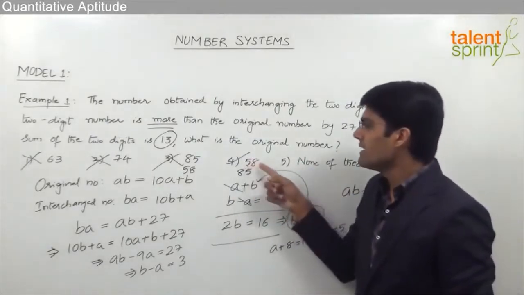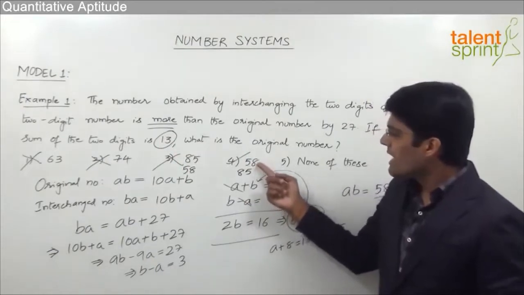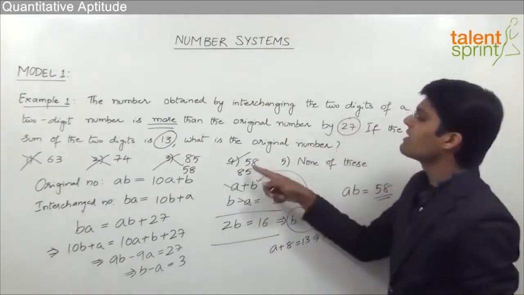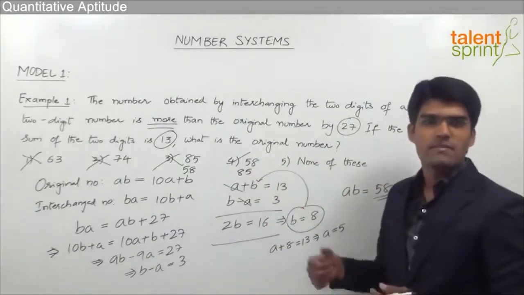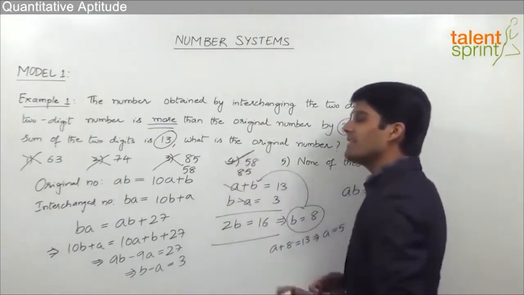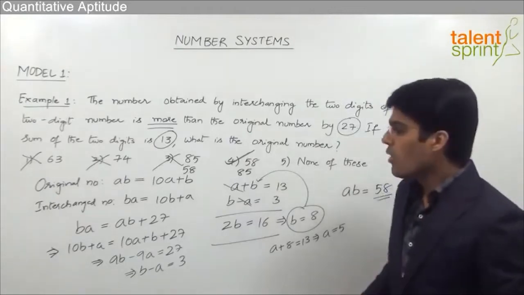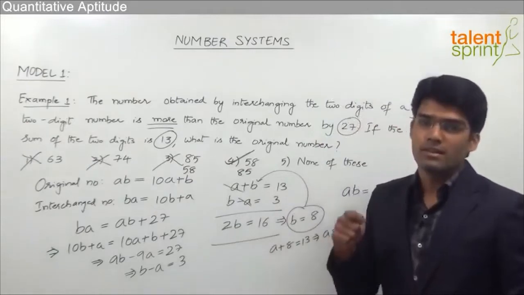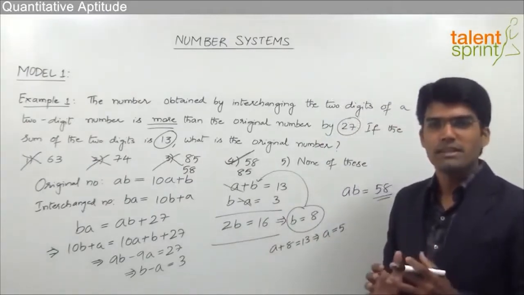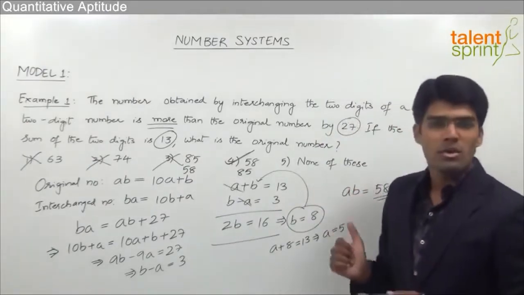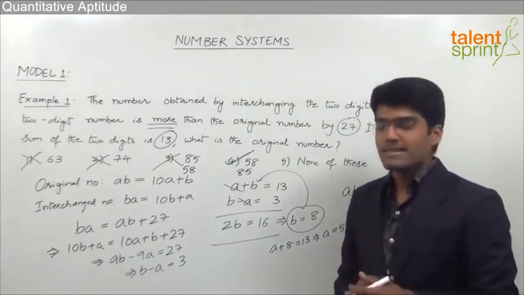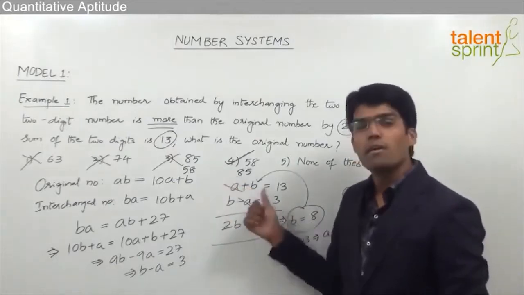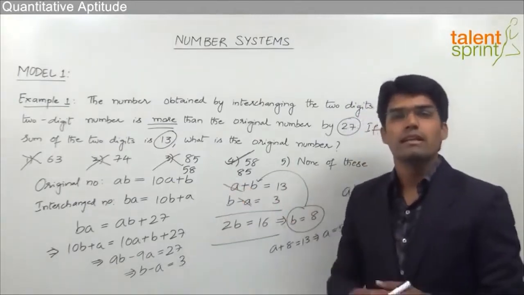That is, the sum of the digits is 13 and the number obtained by interchanging the digits is 27 more than the original number 58. So since it satisfies both the conditions, it can directly be taken as the correct answer. So this is how we can avoid writing all these steps and directly get the answer by eliminating the wrong options. So simply try to go by the options and find out what is the correct answer. But friends, at the same time, you also need to understand the procedure, that is the normal way of solving the question, as it may be useful in some of the questions.